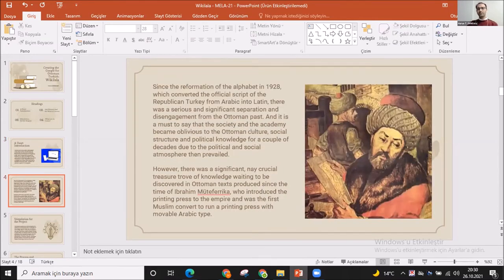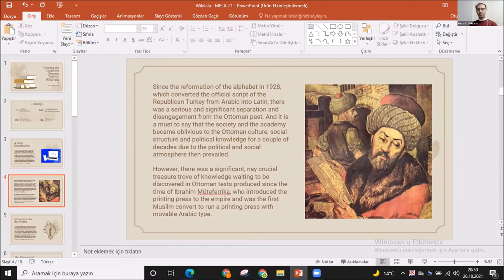And since the reformation of the alphabet in Turkey, as you know, in 1928, which converted the official script of the Republic of Turkey from Arabic into Latin, there was a serious and significant separation and disengagement from the Ottoman past. And it is a must to say that the society and the academy became, unfortunately, oblivious to Ottoman culture, social structure, and political knowledge for a couple of decades due to the political and social atmosphere that then prevailed.